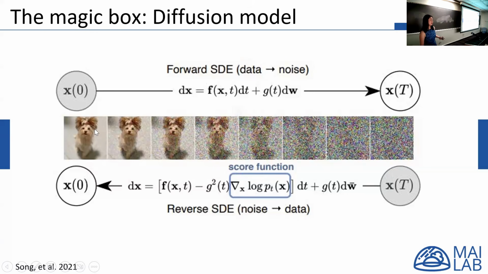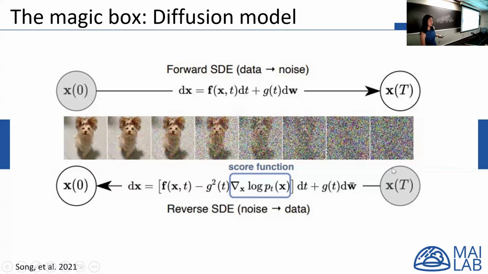We have a cute dog image, very accurate, right? And then we are trying to add some noise there. We add more noise, more noise, more noise. And after several steps, you can see this one, you cannot detect it's a dog, right? It's quite noisy. And for this noisy image, we know the distribution is the Gaussian distribution.